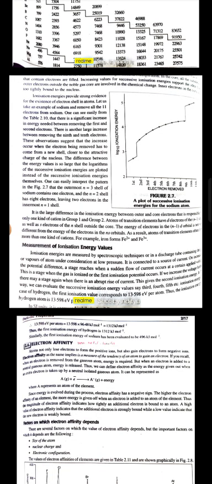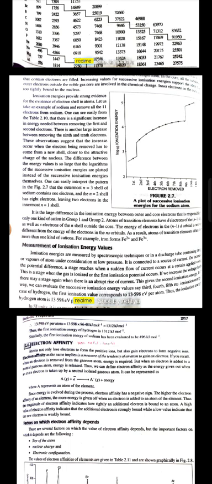Ionization energies provide strong evidence for the existence of electron shells in atoms. Let's take an example of sodium and remove all the electrons from the sodium. One can easily see from Table 2.10 that there is a significant increase in the energy needed between removing the first and second electrons. There is another large increase between the ninth and 10th electron removal. These observations suggest that the increase occurs when the electron being removed has to come from a new shell, closer to the attractive charge of the nucleus.